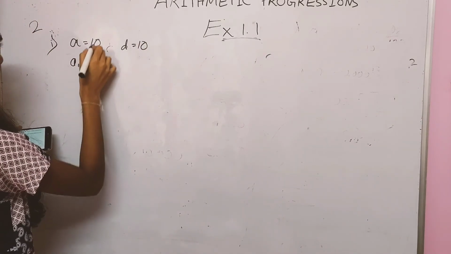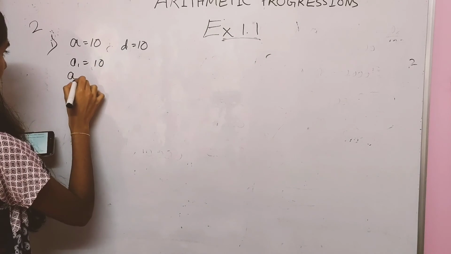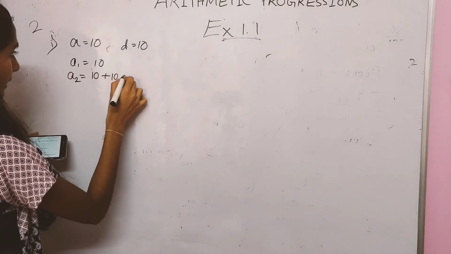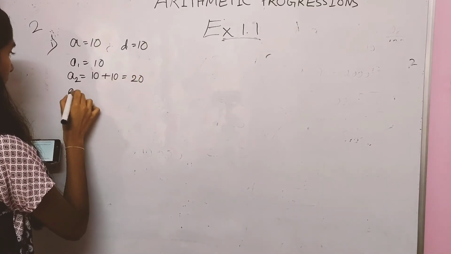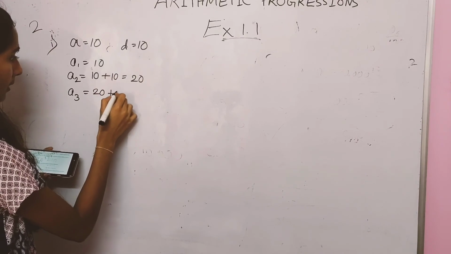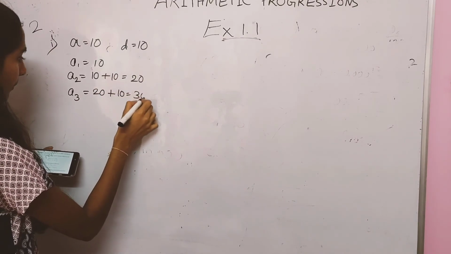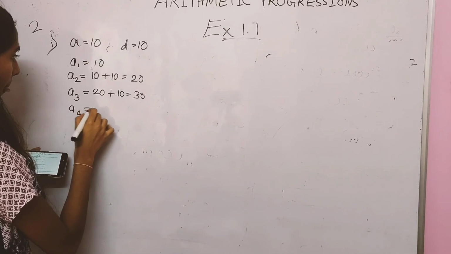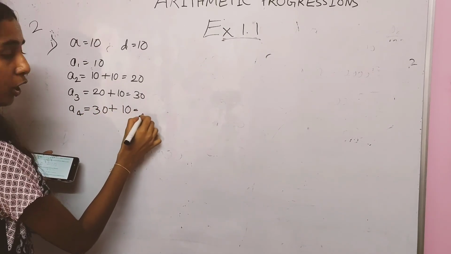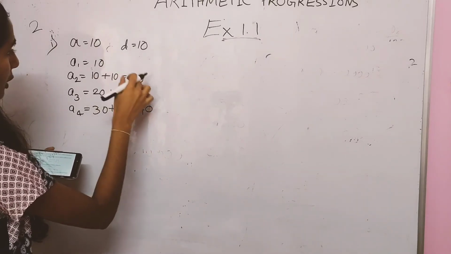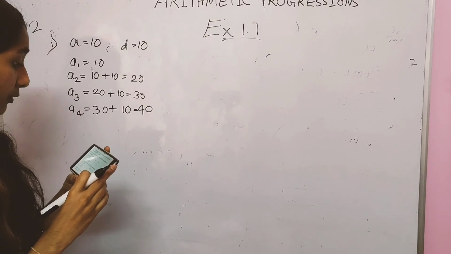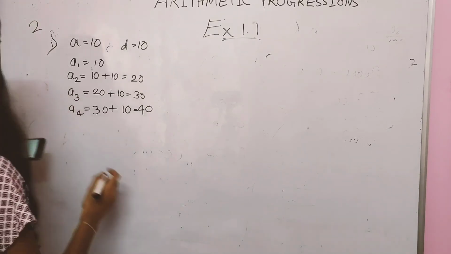First term will be 10, second term will be first term plus common difference, 20. Third term will be second term plus common difference, 30. Fourth term will be third term plus common difference, 40. So 10, 20, 30, 40. I got all the four terms of AP.